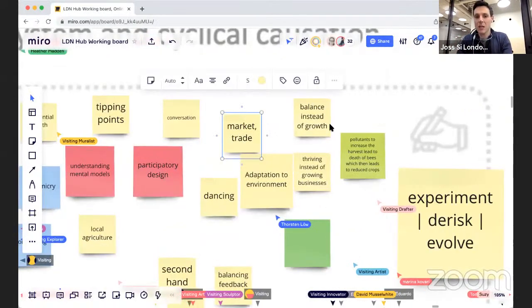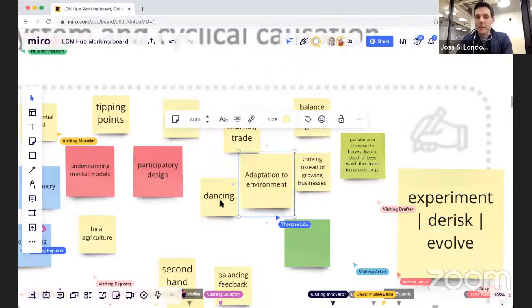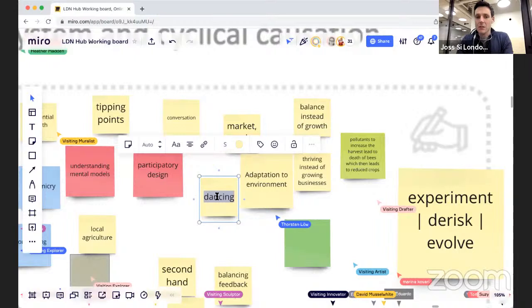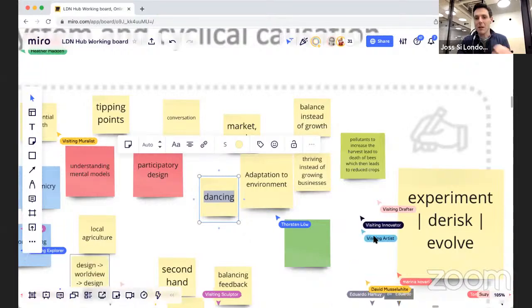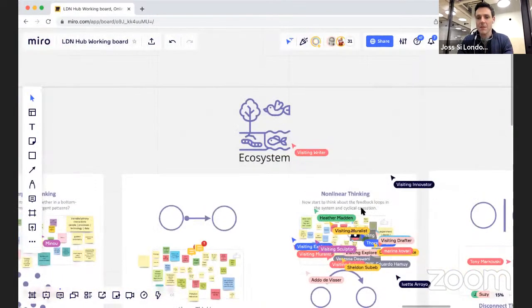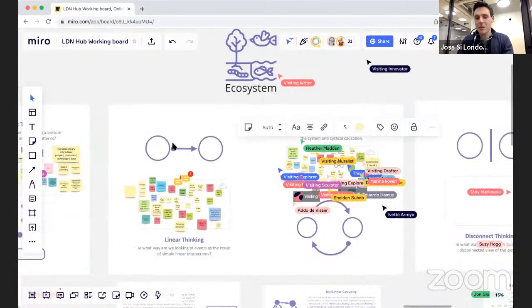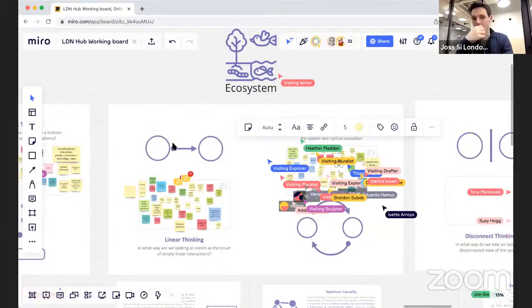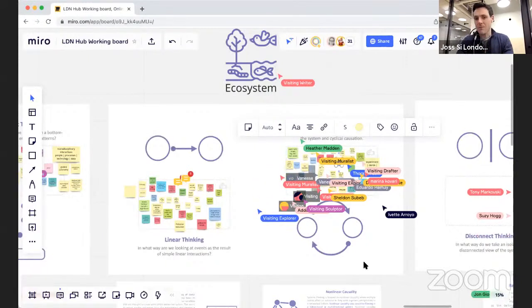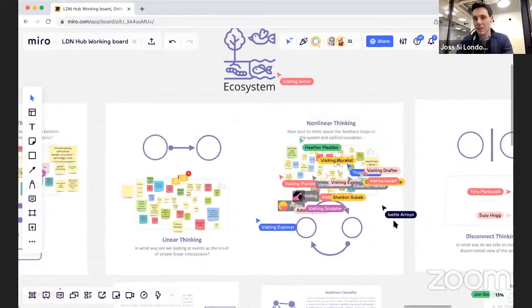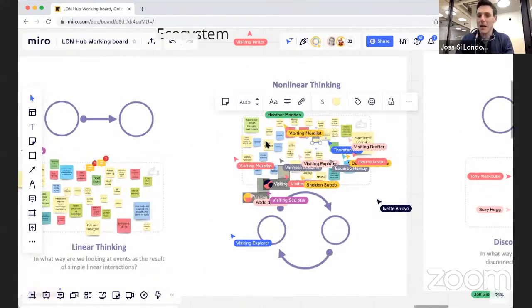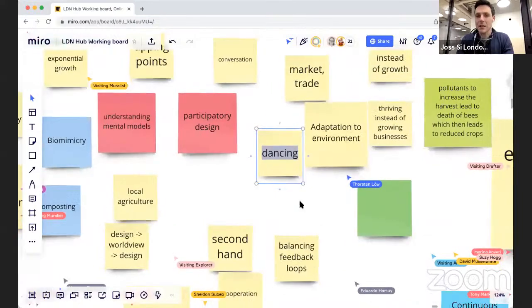So market, trade, adaptation to environment. Yeah, dancing. Yeah, very much like dancing, isn't it? Dancing is this constant interaction, this constant adaptation between two actors in a very dynamic fashion. So we can see also that this is a dynamic thing, whereas this is quite a static thing. Like one thing happens, one thing affects another. It's like hitting a ball or something, and then it's kind of over. This can be a dynamic cyclical feedback, and dancing is a good example.